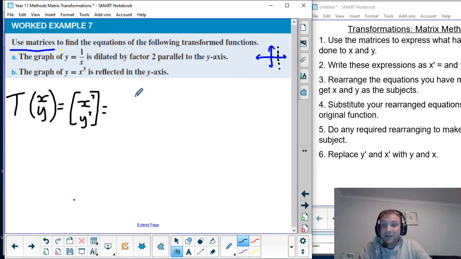What we want to do now is set up matrices that represent the maths we've been given. Okay, so there's generally going to be a multiplication matrix at the front. If we're not dilating or reflecting, we put the number 1 in the corners.